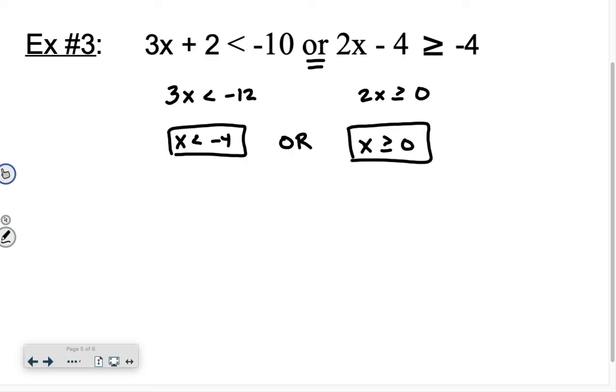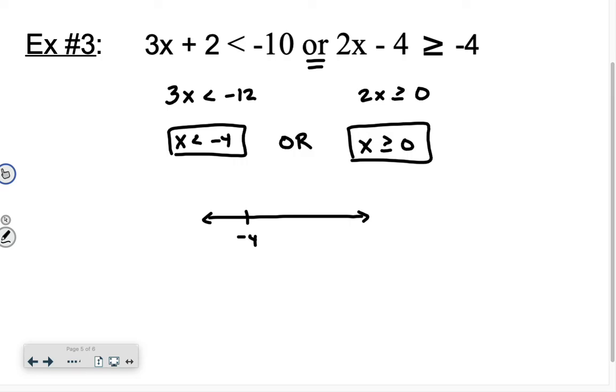Anybody tell me why this is an or versus an and? Yeah. You can't pick a number that's less than negative 4 and bigger than 0 at the same time. There are no numbers that are less than something negative and positive at the same time. Okay, that's why it's an or. So when you do your number line, okay, I saw Nick do it before, it's no longer the middle, now it's the two ends.